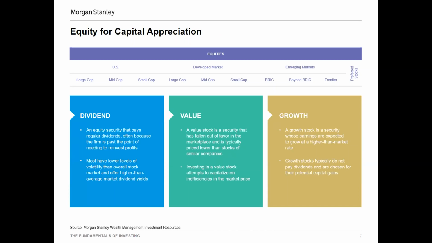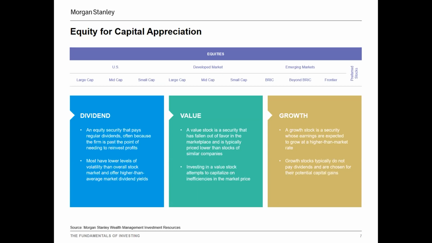There are three different categories of stocks, as you'll see on this slide. There are dividend or income stocks, there are value stocks, and then there are growth stocks. Dividend stocks are securities that pay regular dividends, often because the company is past the point of needing to reinvest the profits that they make. Most dividend stocks have lower levels of volatility than the overall stock market and offer higher than average dividend yields.